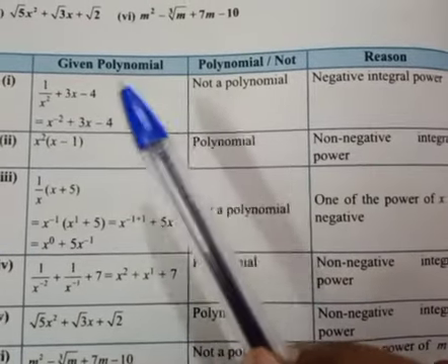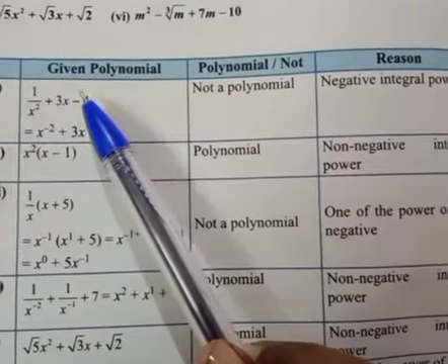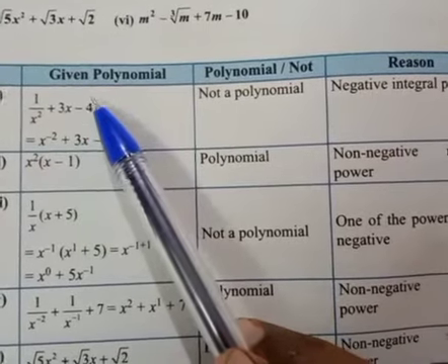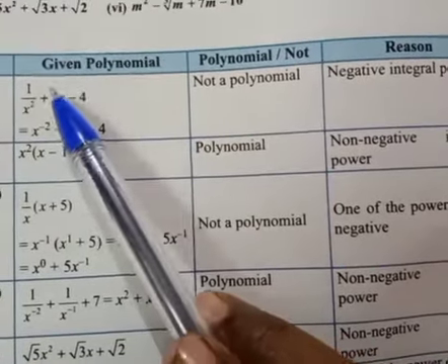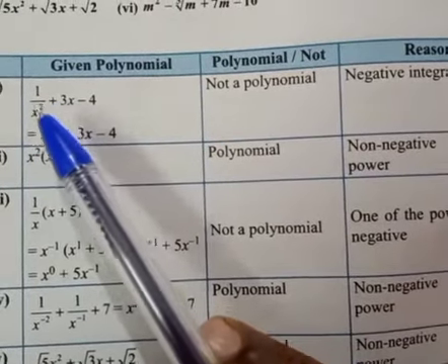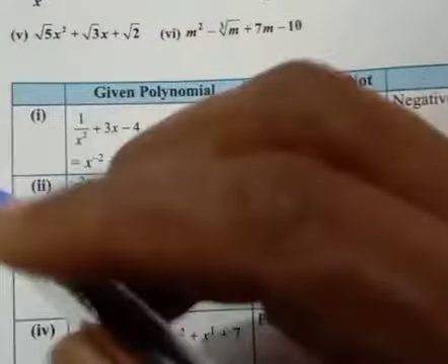The first problem, it is the given polynomial. You have to check whether it is a polynomial or not a polynomial. Okay, first you have to rearrange this given polynomial. How do you rearrange it? It is written as x power minus 2. Do you remember? 1 by a power m is equal to a power minus m.